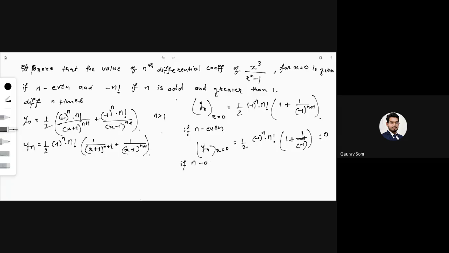If n is odd, then yn at x equal to 0 will be equal to 1 by 2 minus 1 raised to n factorial in bracket 1 plus 1 upon minus 1 raised to odd number plus 1, that will become even. So that will become plus 1, right? So this and this will get cancelled out. Minus 1 raised to an odd number outside will also become minus 1. So that is minus of n factorial, since this number is odd.